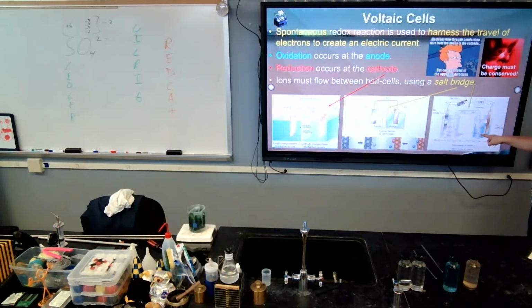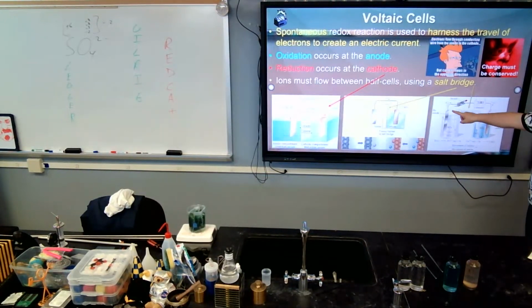Are you with me so far? Okay. If electrons are moving this way, positive ions can move the same direction to balance out the charge, or negative ions can move backwards to balance out the charge. In the case of this, both are happening at different ratios. But here's the great thing.